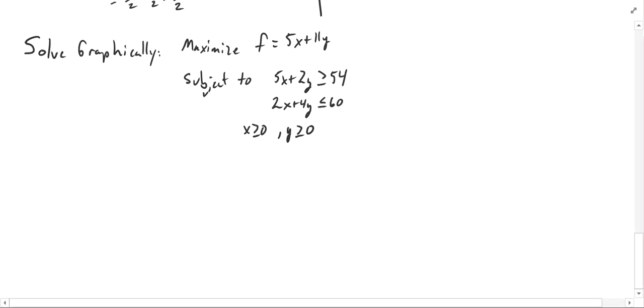So we will start by graphing our feasible region. We are in just the first quadrant because x has to be greater than 0 and y has to be greater than 0. And we start by graphing the intersection points.